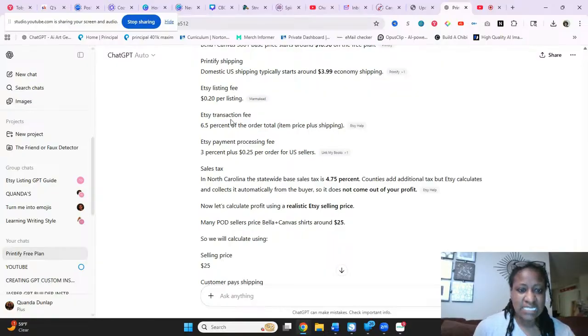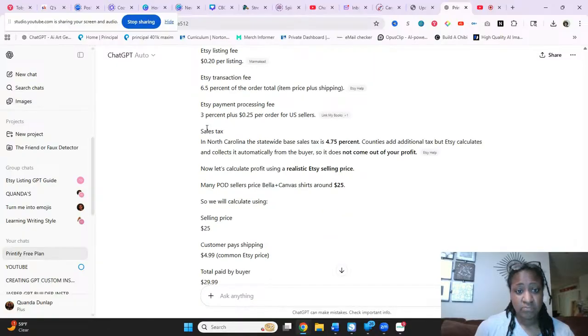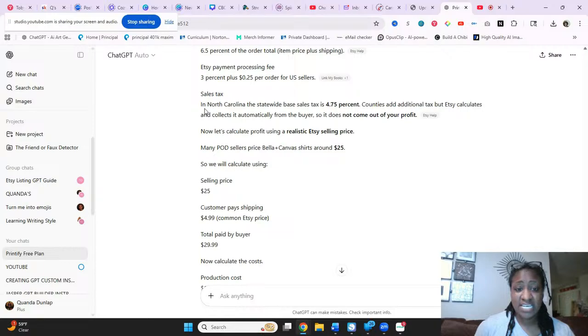Etsy listing 20 cents. Etsy transaction fee 6.5%. Etsy payment processing fee 3% plus 25 cents per order. Sales tax in North Carolina, 4.75%. Is it? Okay, counties add additional tax, but Etsy calculates and collects it automatically from the buyer, so it does not come out of your profit.